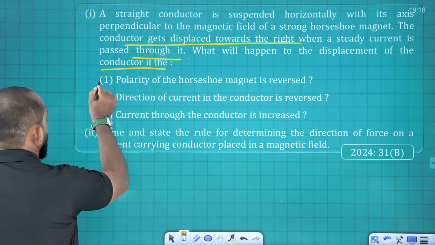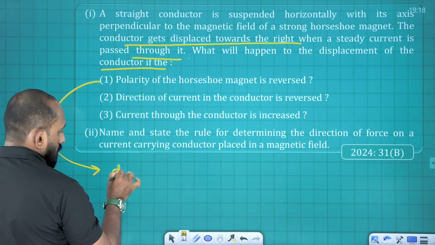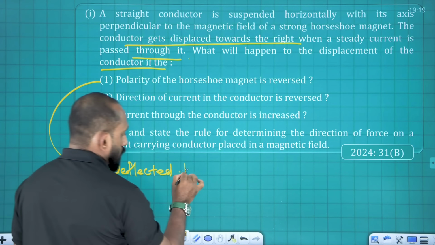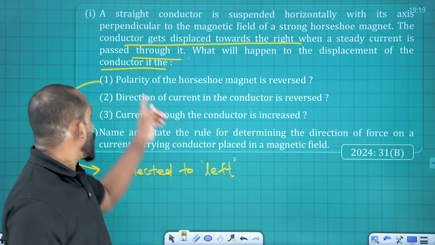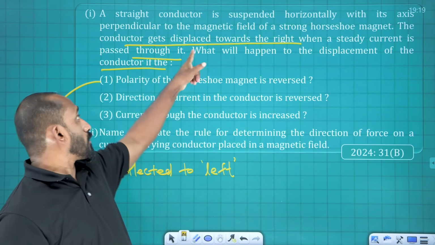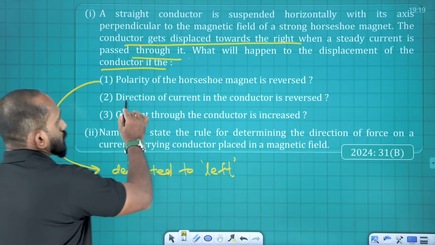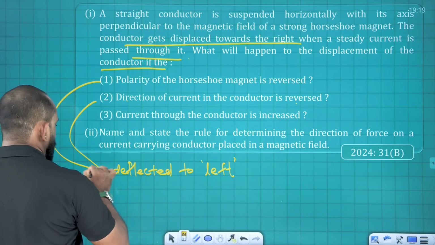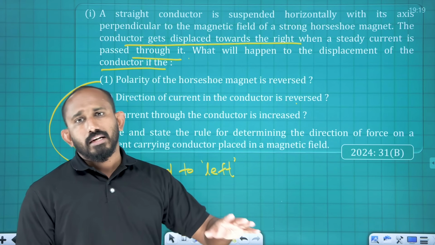So in this case, it will be deflected to the left. When the polarity of the horseshoe magnet is reversed, before it was right, so now it will be deflected towards the left. Now the direction of the current in the conductor is reversed. The same concept will be there, it changes the deflection. Without changing the magnetic field, only the direction of current is changed.